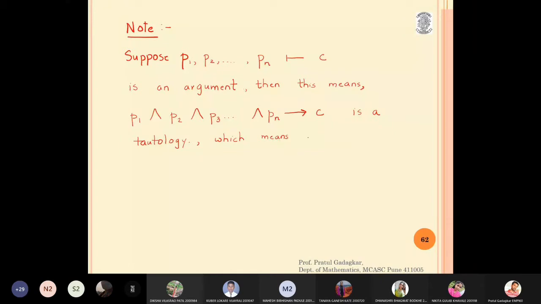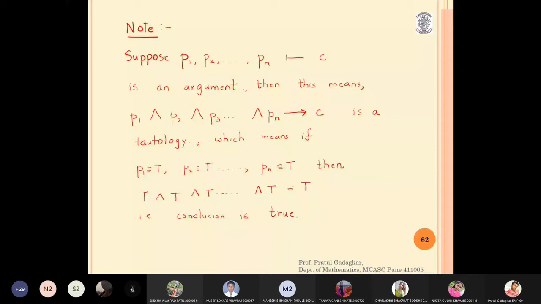if P1 is true, P2 is true, ..., Pn is true, then true and true and true ... and true, all are T, will give you what? This will give you T, that is, the conclusion is true. So if all are T's, then the conclusion is also T. Now this simple note will help us in solving the problems of invalidity.